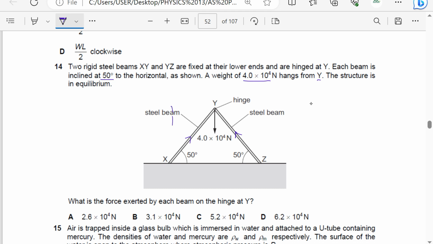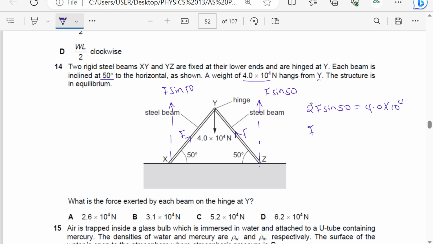So I'm going to resolve these forces vertically upwards. What is the force exerted by each beam on the hinge at Y? The angles are the same, so this force and this one will be the same. So I'm going to resolve these forces F vertically upwards using 50 degrees. That will be F sine of 50. This one also will be F sine of 50. So these two forces are acting upwards. So I will sum them up and I will get 2F sine of 50 should be equal to the force downwards, which is 4.0 times 10 power 4.